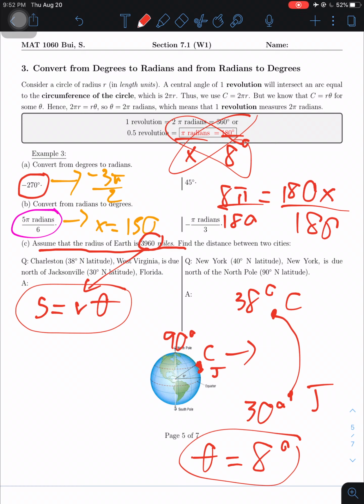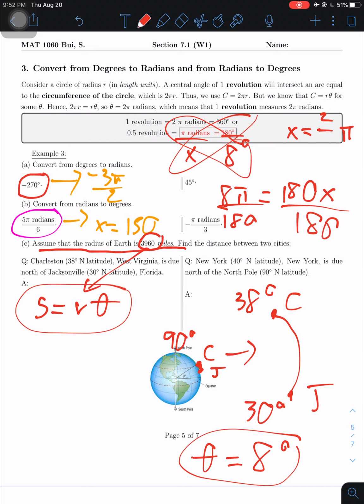and then, okay, let me just simplify it in here. X equals something and then pi, right? What is that something? What can go into 8 and 180? I would say 4, okay? 4 goes into 8 2 times.